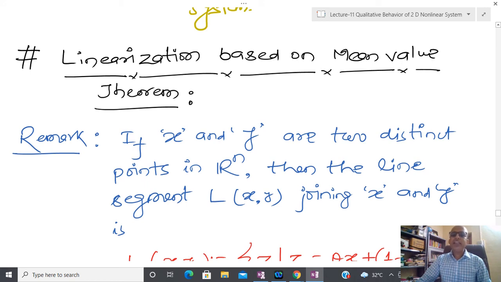I hope that you are already aware of the mean value theorem in calculus. If you are not aware, then please go and check it. But I am also going to give you the overview.